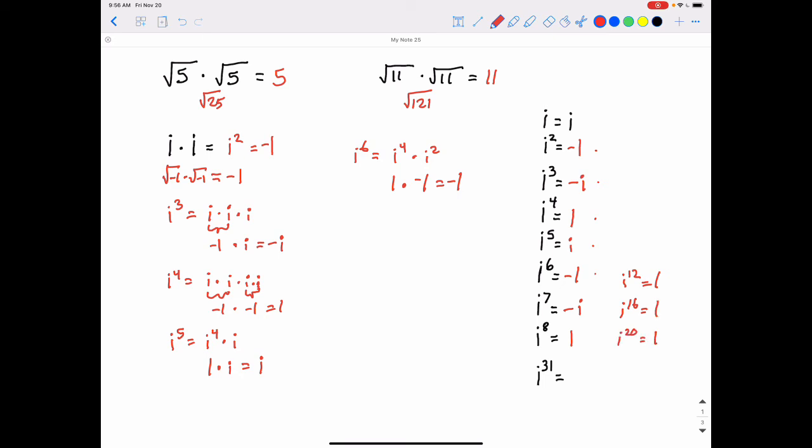So knowing what the pattern is, we could figure out large exponents like i to the 31st power. So i to the 31st power is really close to i to the 32nd power, which is a multiple of 4. So that means i to the 32nd power must be 1, but i to the 31st power is the term before that. So if we go up to i to the fourth power, the term before that is -i. So that means i to the 31st power equals -i.